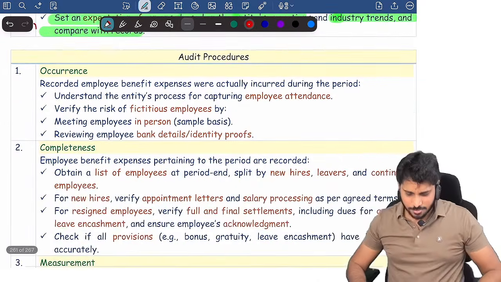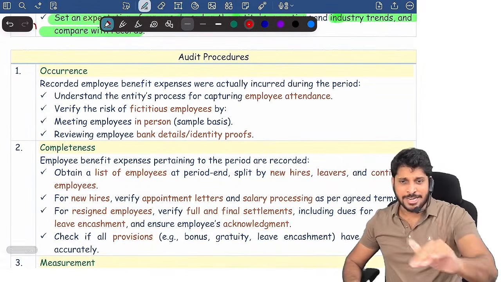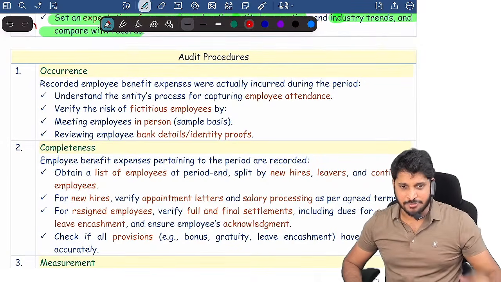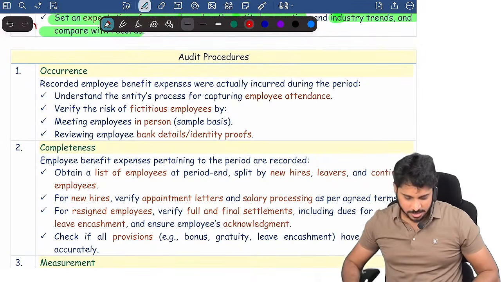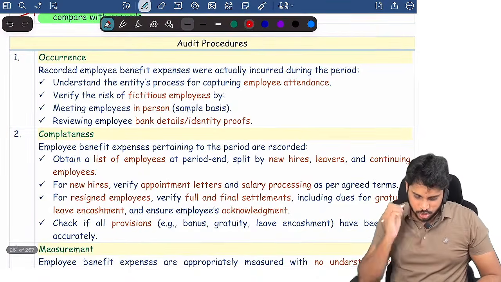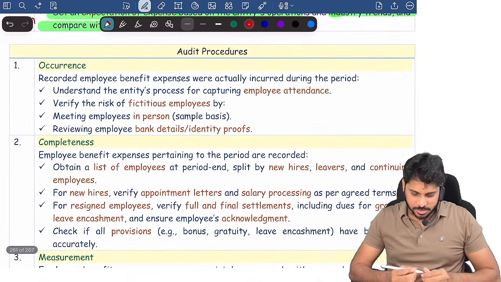Next, somebody is asking, I told you at the beginning itself, it will take me 2 to 2.5 hours to finish. Okay, that's it.